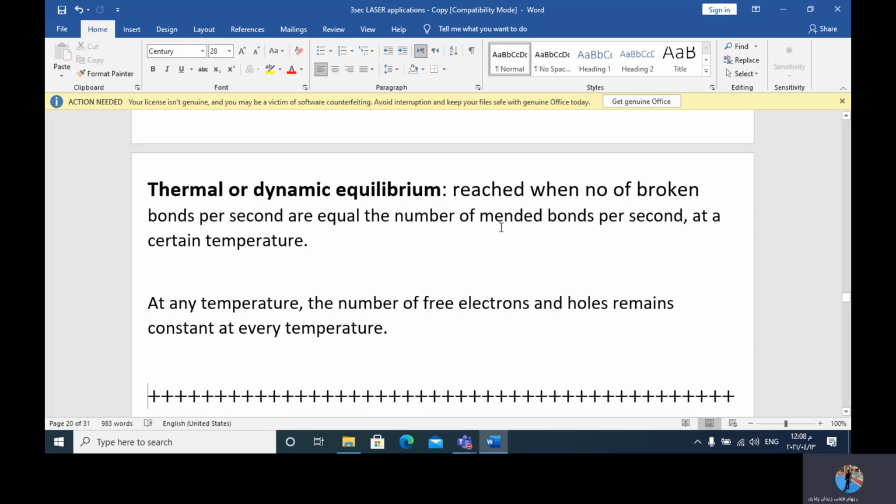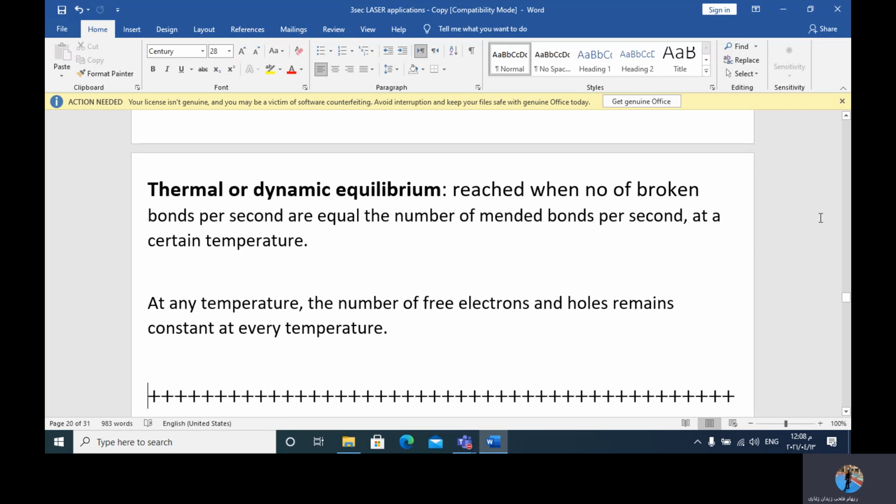Mended means recovered. If I have a bond broken by the electron, one electron is missing, it will be mended. Mended means repaired or corrected by another electron. As we said, when you have a missing electron, it will form a hole, and this hole will snatch another electron from a nearby bond, and so on. So by snatching another electron, the bond will be mended or corrected or repaired, and this can happen at a certain temperature.